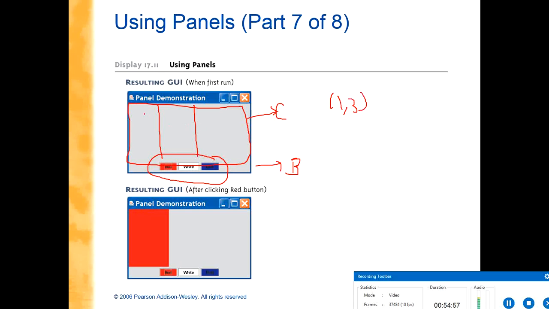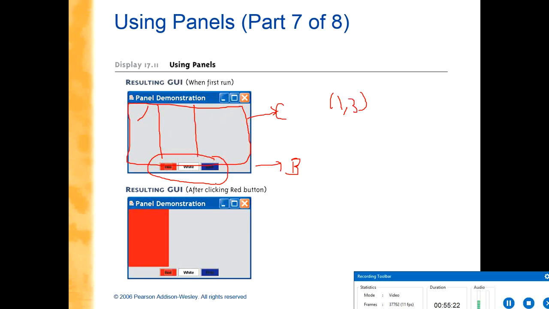The first panel will be my red panel. When I click on the red button, it will color this panel as red. The second panel will be my white panel. When I click on the white button, it will color this as white. And the last panel will be my blue panel. When I click on the blue button, it will color this as blue. So this is set as the grid layout.